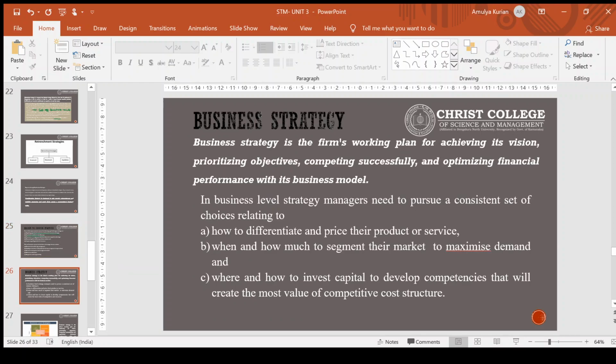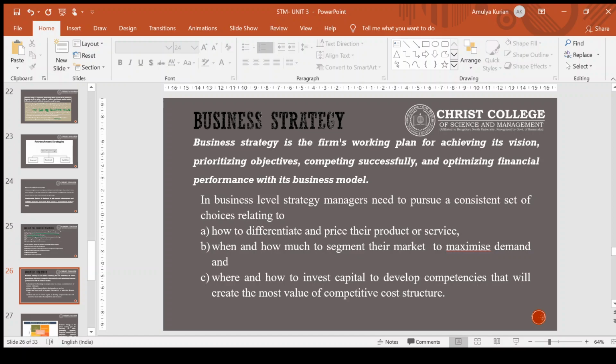Business level strategy is a firm's working plan for achieving its vision, prioritizing objectives, competing successfully, and optimizing financial performance with its business models. Usually the business level strategies are used as a consistent set of choices relating to how to differentiate and price their product or service, when and how much to segment their market to maximize demand, and where and how to invest your capital to develop competency that will create the most value of competitive cost structure.